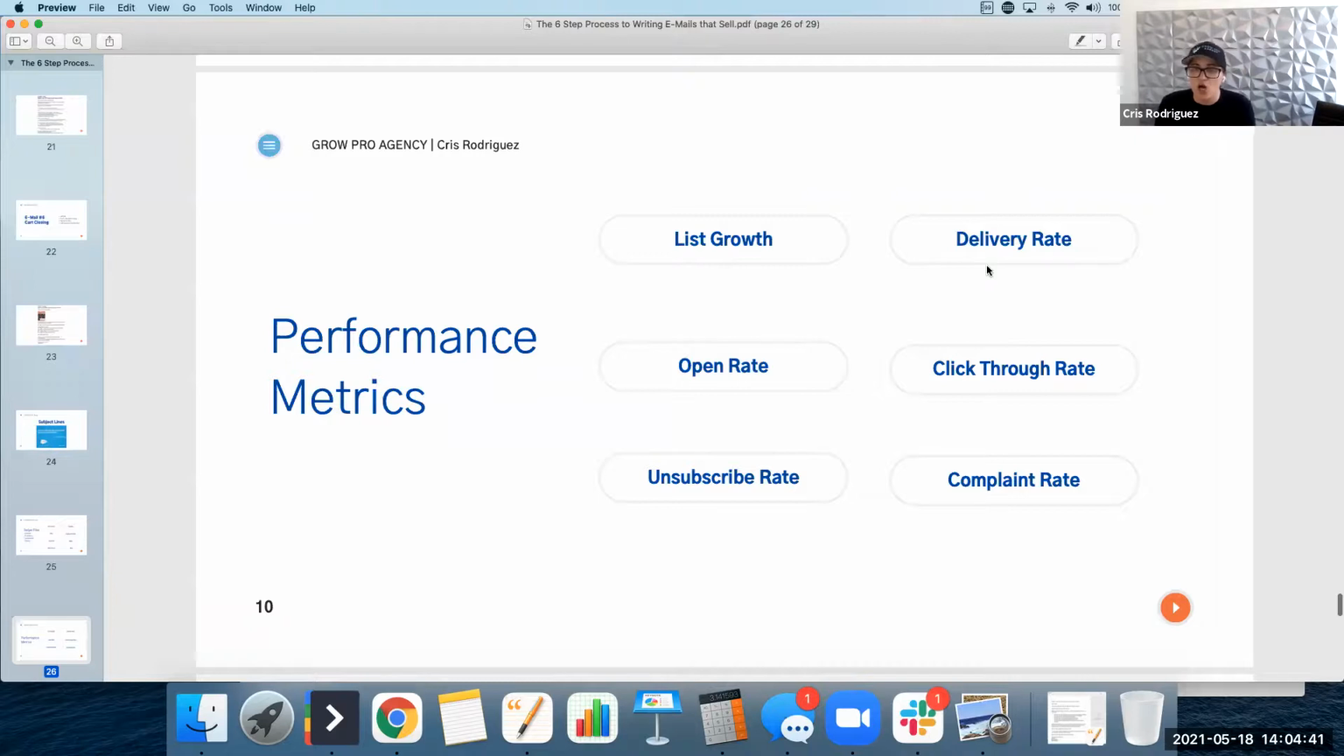You have your open rate. A good open rate is going to be between 15 and 25%. So if you send out 100 of them, we want 15 to 25 of them to be opened. Okay. And the open rate is the percentage of messages opened by the recipient.